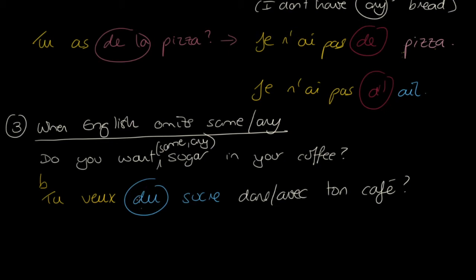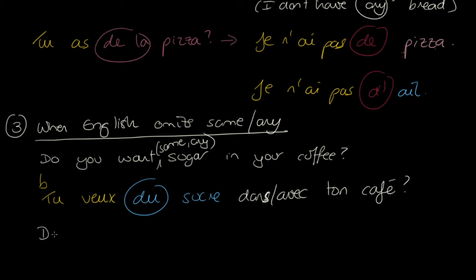If I decide to leave that out, tu veux sucre avec ton café, that would not make sense. That would be incorrect in French. Although in English we do have the option of leaving it out, we don't in French. It doesn't work like that, I'm afraid. Let's think of another example just to finish off.